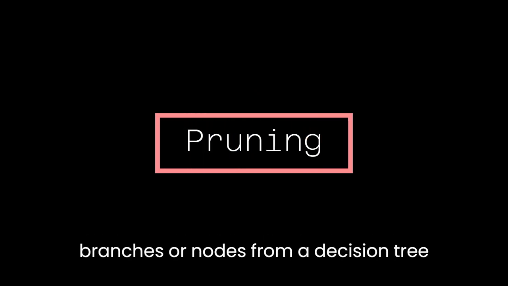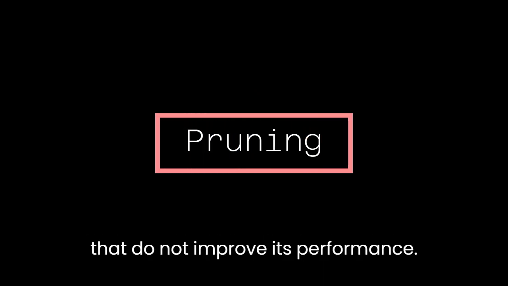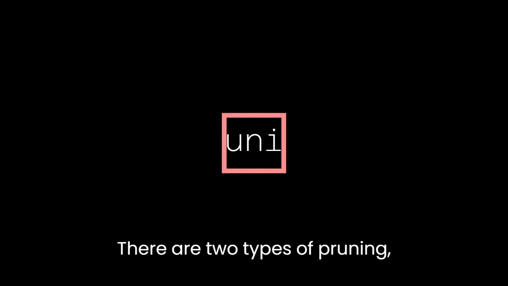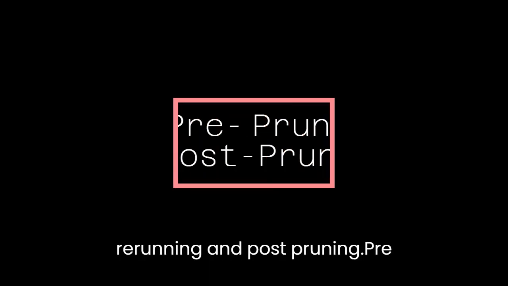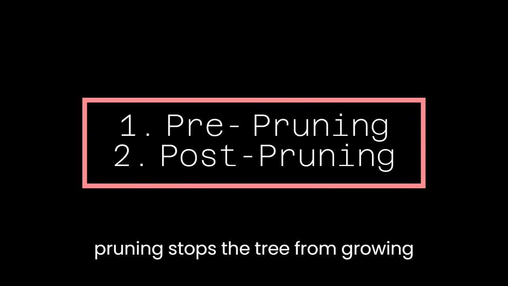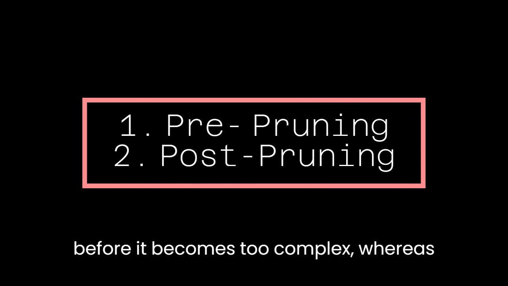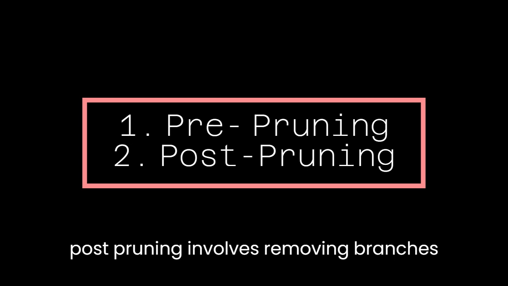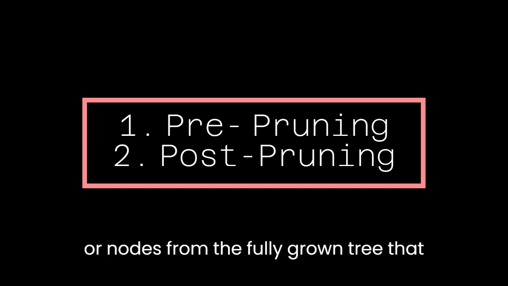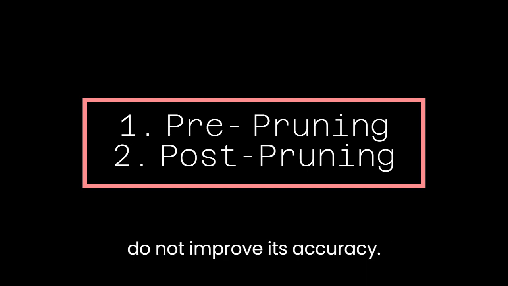Pruning. Pruning is a process of removing the branches or nodes from a decision tree that do not improve its performance. There are two types of pruning: pre-pruning and post-pruning. Pre-pruning stops the tree from growing before it becomes too complex, whereas post-pruning involves removing branches or nodes from the fully grown tree that do not improve its accuracy.